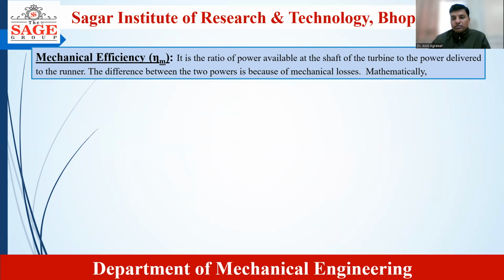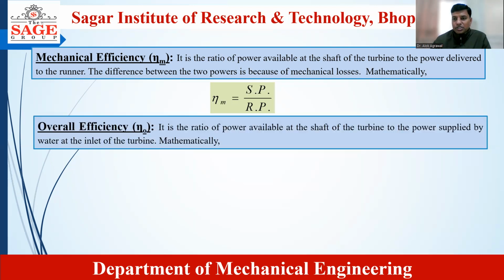So what is mechanical efficiency? It is the ratio of power available at the turbine shaft to the runner power. So mathematically, we can write it as shaft power by runner power. And the formula of runner power will be the same as what we have discussed in the last slide. And shaft power, what is shaft power? It is the power output, or the power that we are getting at the end of the turbine. Okay, so this is shaft power.